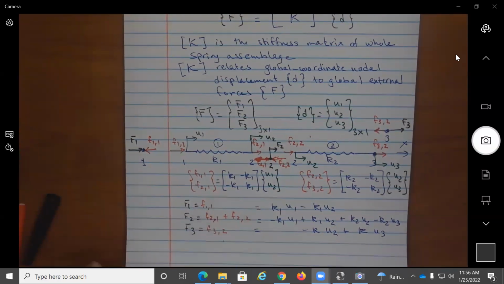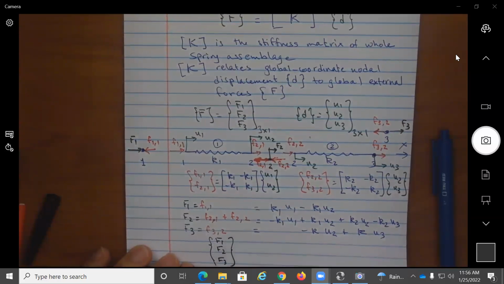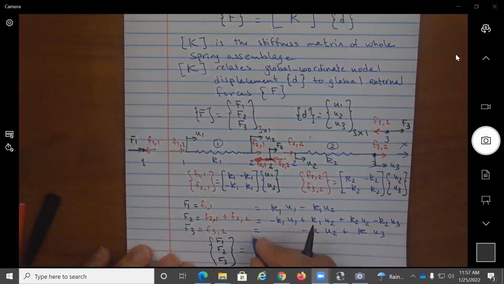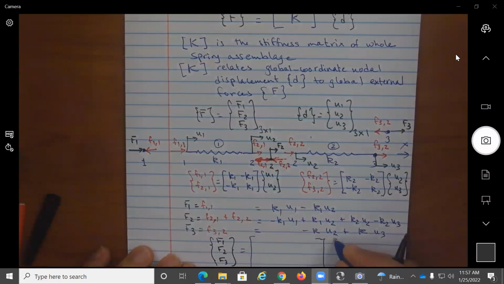Can I write these equations in matrix form? So we can write that as F1, F2, and F3 equal to this big or global or structure stiffness matrix multiplied by the structure nodal displacements U1, U2, and U3.